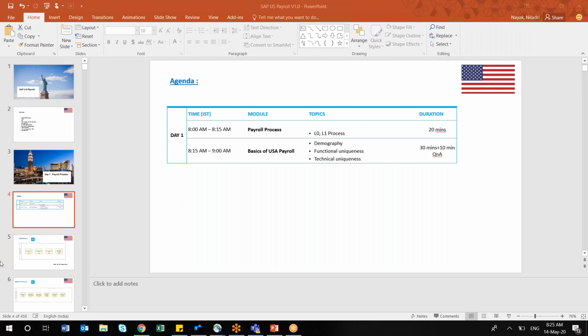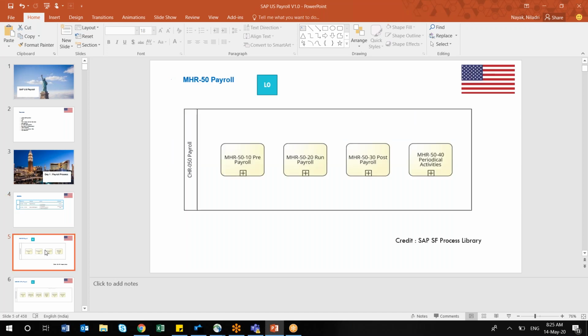Across the globe, people are looking to hire a lot for this, especially for US and Canada payroll. I have seen in India also there are so many opportunities for this. I have seen some of my friends pursuing that. So definitely I'll be going through those topics, one by one. This is a very generic topic.